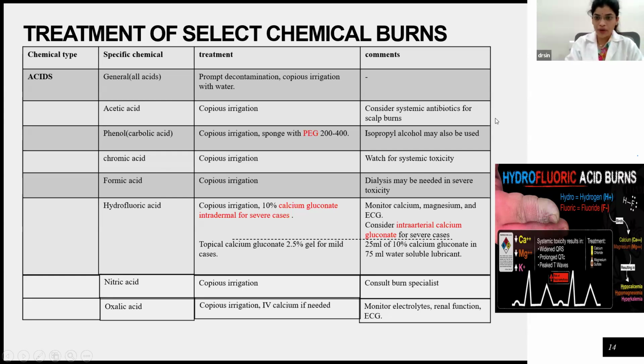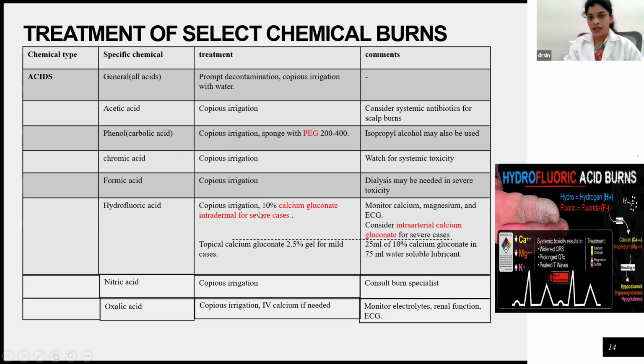And in case of hydrofluoric acid, it acts differently because in this, the hydrogen ion and fluoride ions disintegrate, and the fluoride ion goes and binds the calcium and magnesium, which will further lead to the alteration of sodium potassium ATPase, and this results in hypocalcemia, hypomagnesemia, and hyperkalemia. So the systemic toxicity will be seen in hydrofluoric acid burns.